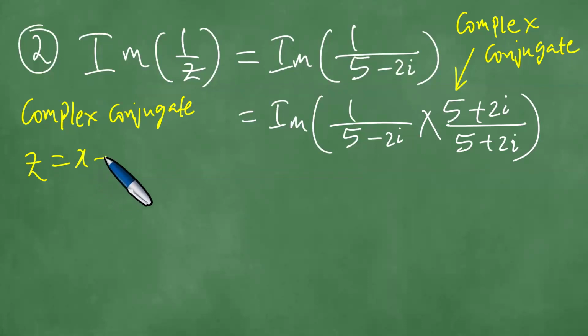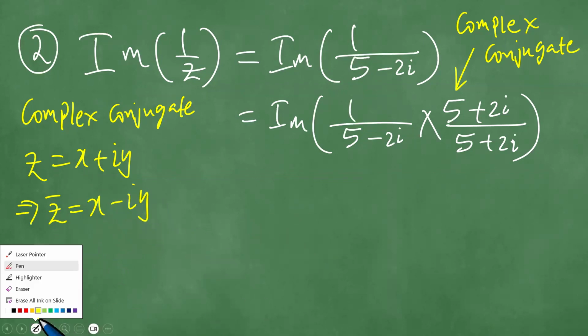z equals x plus iy is a complex number. This means that we can find the complex conjugate, shown by z conjugate or z bar, which is x minus iy, like this. Okay, so this is complex conjugation.